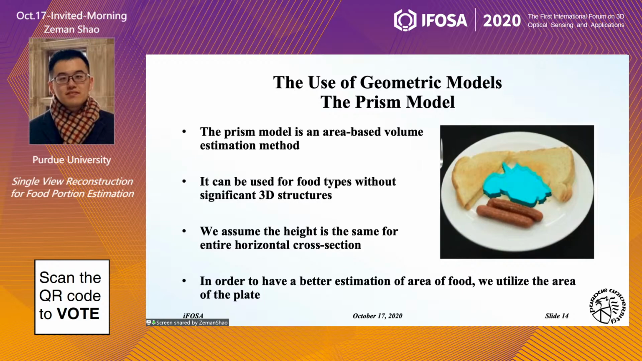Other than the cylinder model, we use the prism model, which is an area-based method for foods that have non-rigid shapes or no significant 3D structure, such as those laid on the plate, like the scrambled egg in this example. We assume the height is the same for the entire horizontal cross-section. As it is an area-based method, we can use the plate size as a size reference for the estimation of the food portion size.